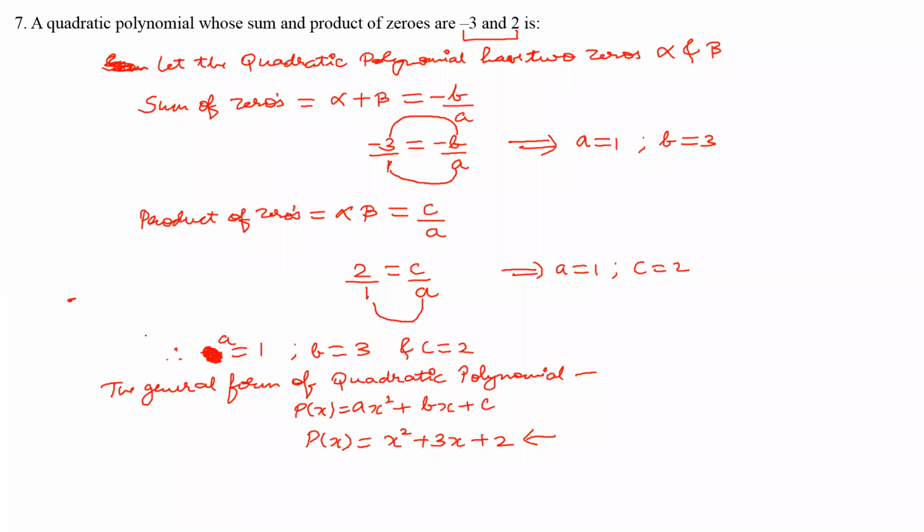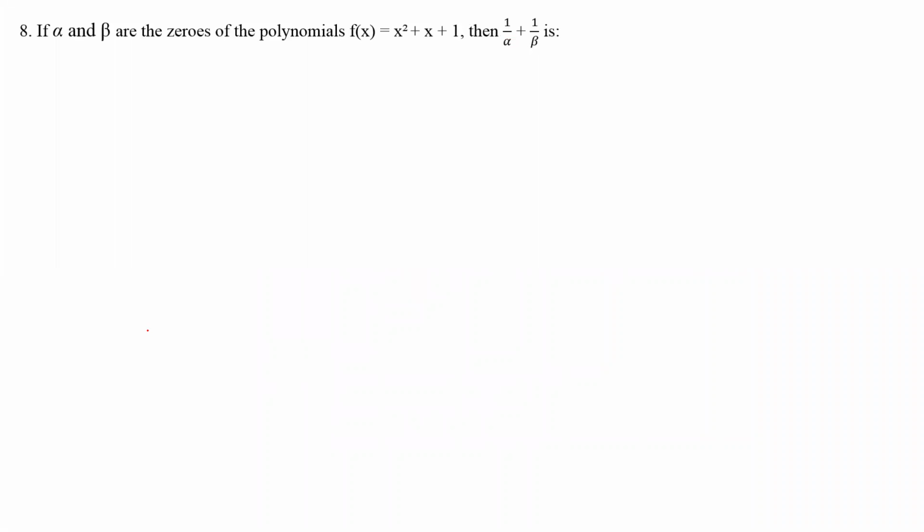See the next one. If alpha and beta are the zeros of the polynomial, I think this question and the 10th question were repeated. Okay, I did not know that. I saw it today only while making the PPT. If alpha and beta are the zeros of the polynomial f of x, which is equal to x square plus x plus 1, then we have to find the value of 1 upon alpha plus 1 upon beta.